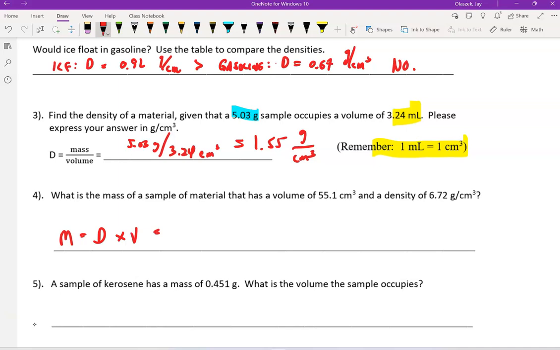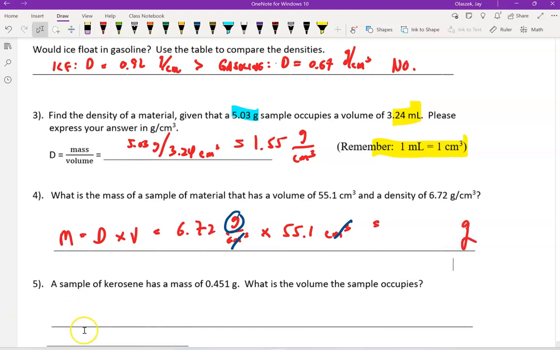It gives us a density of 6.72 grams per cubic centimeter, and it gives us a volume of 55.1 cubic centimeters. So we're simply going to multiply these. Remember that when we do that, these units cancel, and that means it's going to leave our answer in grams. So we know our answer is going to be in grams.